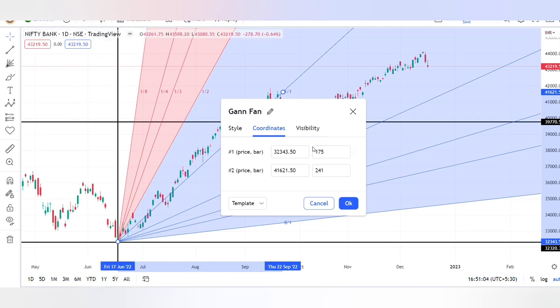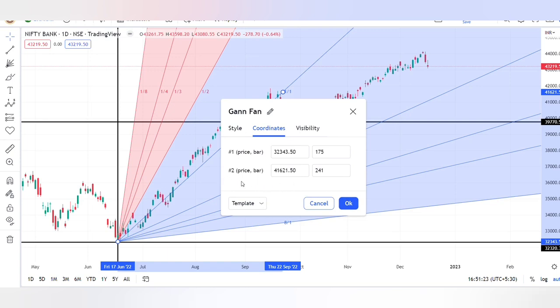So 175 bar means 175 days. The bar is the position only, it is the inbuilt function of TradingView. Similarly, for the second point, we have our time and price. These coordinates we have chosen are of any random points for the second point.